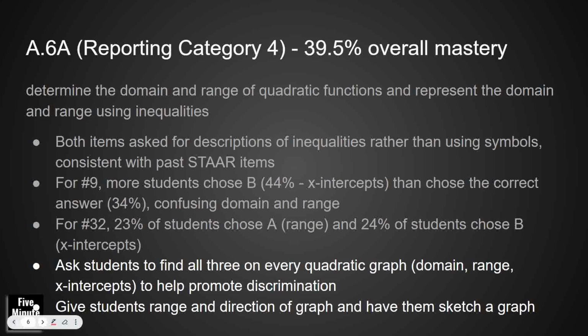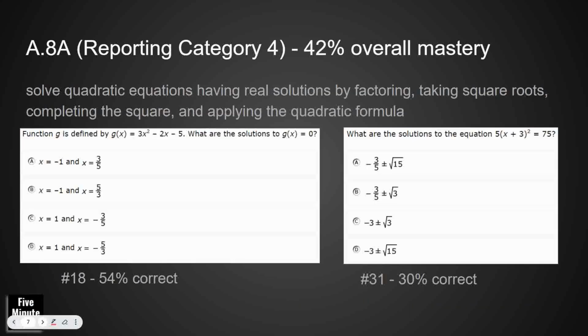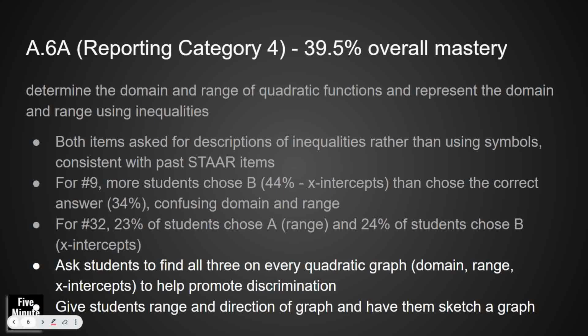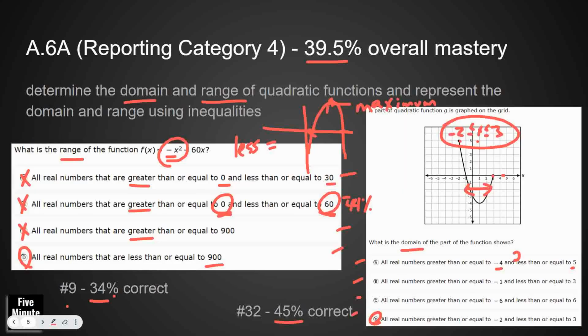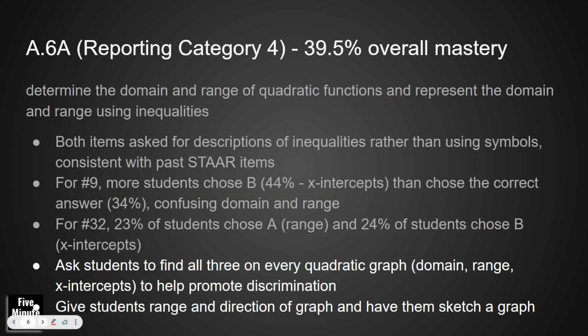And then for number 32, we had 23% choose A, range, and 24% choose B, the x-intercepts. So we had 23, we had 24, and we had 45. So we're all over the place. The x-intercepts, the range, the actual domain. So what can we do?